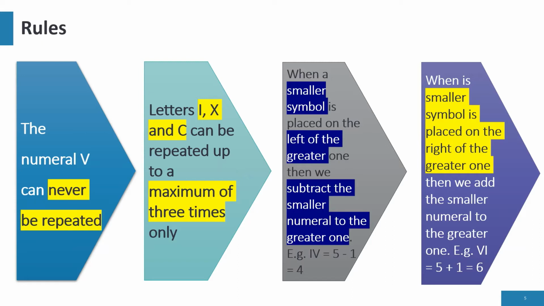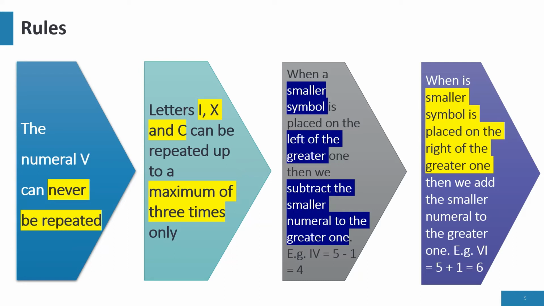So any smaller number, if it is written on the left side of a bigger number, denotes that we want to subtract the smaller one from the bigger one. So here we are subtracting 1 from 5 because 1 has been written on the left of the bigger one, which is 5, which is V. Fine, then jumping on to the next rule.